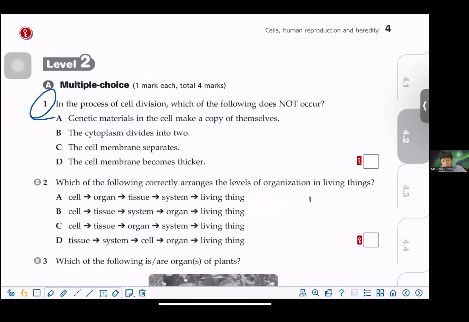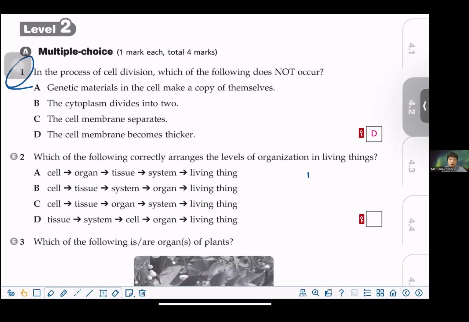So next, in the process of cell division, which of the following does not occur? The genetic materials in the cells make a copy of themselves. So it should occur, otherwise it will keep having less and less genetic material once we do the cell division. Next, the cytoplasm will divide into two. Cell membrane separate and cell membrane become thickened. Now remember, the cell membrane will separate. Cytoplasm also will divide into two, but the cell membrane will not become thickened. So in this case, D will be the wrong answer.